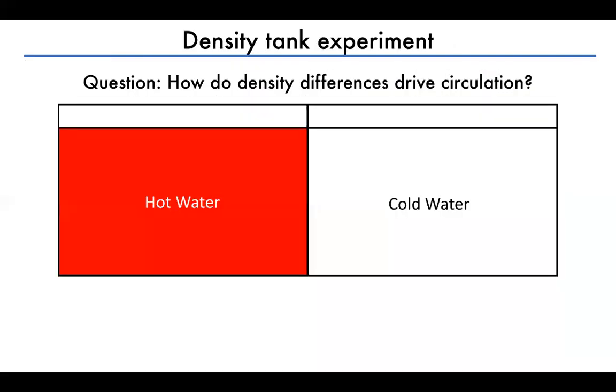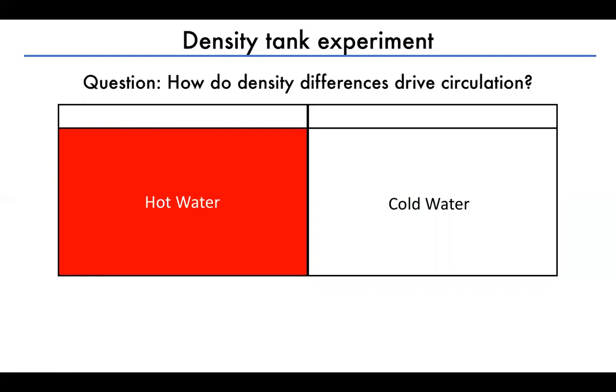So I want to think about how changes to the density can cause water to circulate. So we're going to look at a demonstration. If we were doing this live, you would get to do this in person, but unfortunately we can't. So we're going to have this big plastic tank, okay? And then on one side, we're going to pour hot water in. On the other side, we're going to pour cold water in.